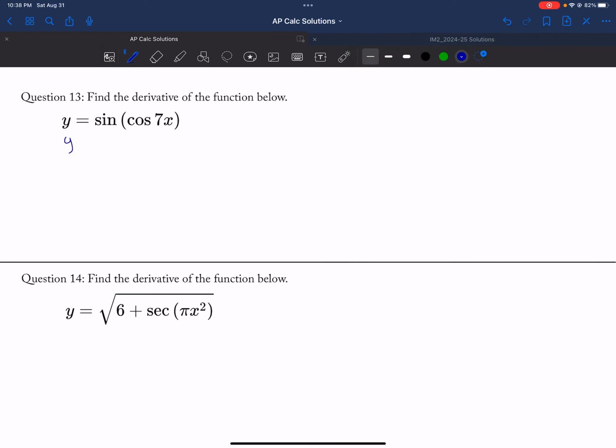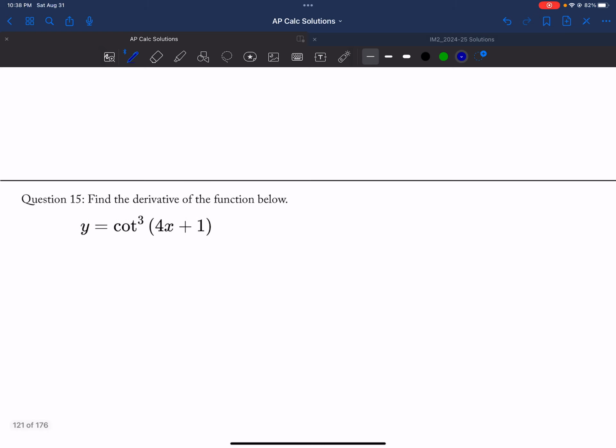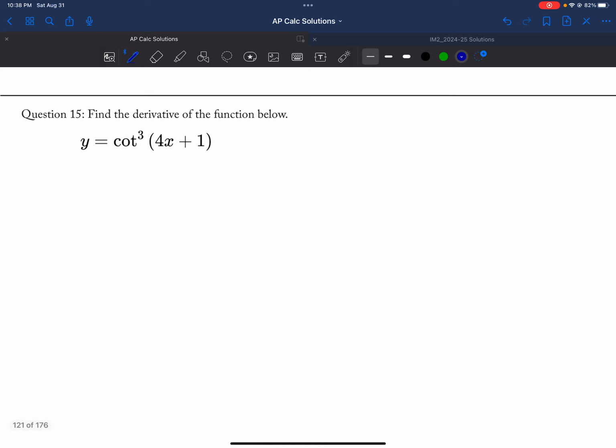So y prime, derivative of sine, which is cosine of 7x. Then the derivative of this cosine is a negative sine of 7x. And then the derivative of the 7x is 7. So I guess I can go y prime is equal to negative 7 cosine of 7x times sine of 7x. All right, and then 15.